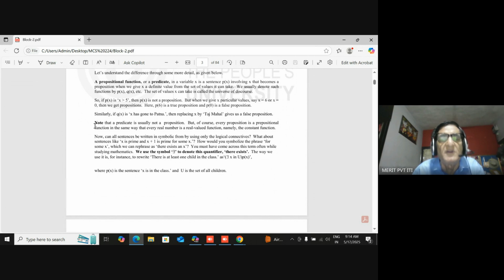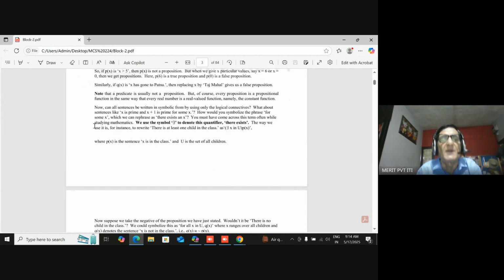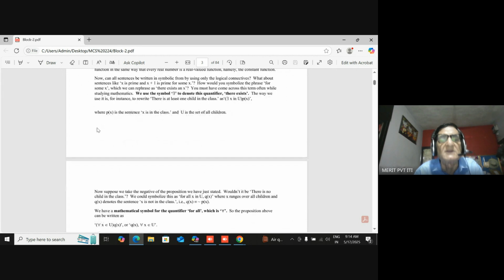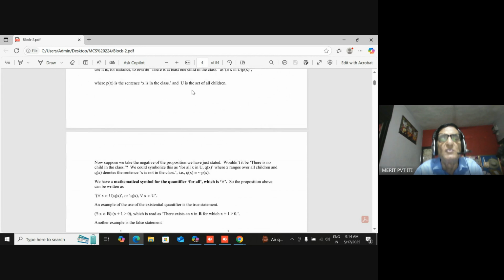So now we know the difference between a true proposition and a false proposition. A predicate is usually not a proposition, but of course every proposition is a propositional function, in the same way that every real number is a real valued function. We use the symbols existential and universal for this, and all that we have talked about already. This U is the set of all children, P(x) is the sentence, x is in the class, and U is the set of all children.